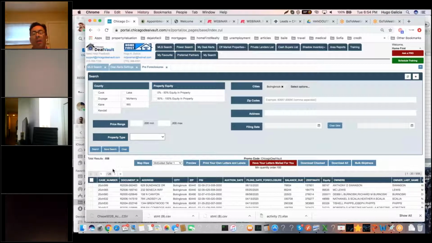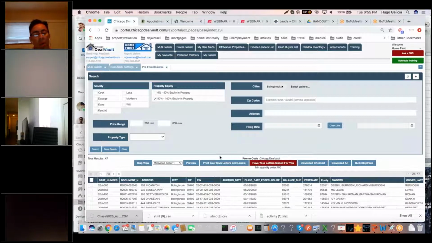We want properties with a lot of equity so we can have a lot of bargaining power, and then we can have what the bank requires, which is equity, 20, 35% equity on the property. So what we're going to do is we're going to add the 50% equity, and look at the big jump in the number of results. Now it went down to only 47. So only 10% of all the pre-foreclosures make sense when it comes to equity. Okay.